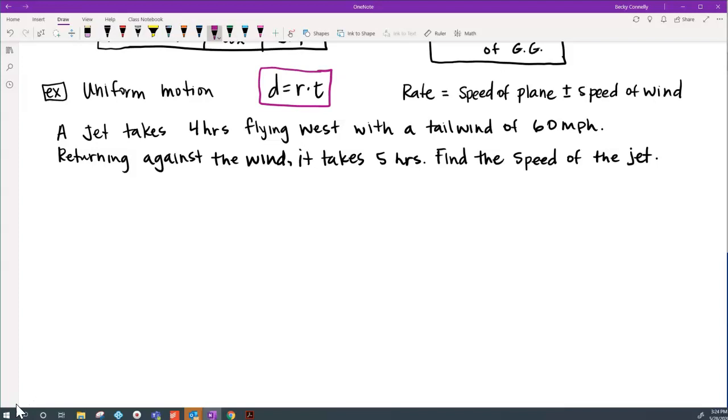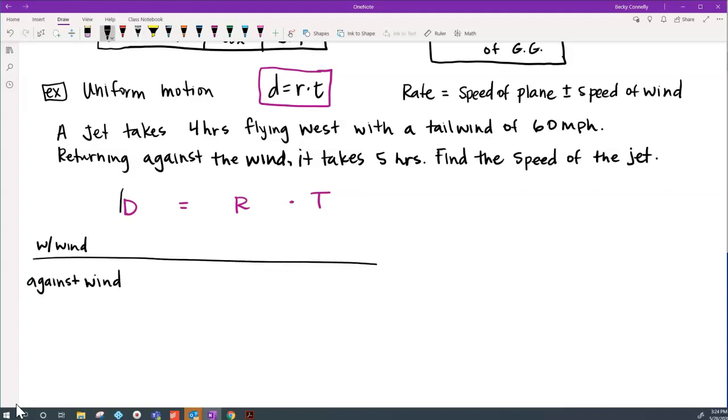And so I'm going to use that to get things set up here. So I'm going to have distance equals rate times time. And when I'm making a little chart here, I know I'm given information about when it's going with the wind and when it's going against the wind. This is the jet. Is it going with the wind or against the wind? And those are going to be our two different equations on this.